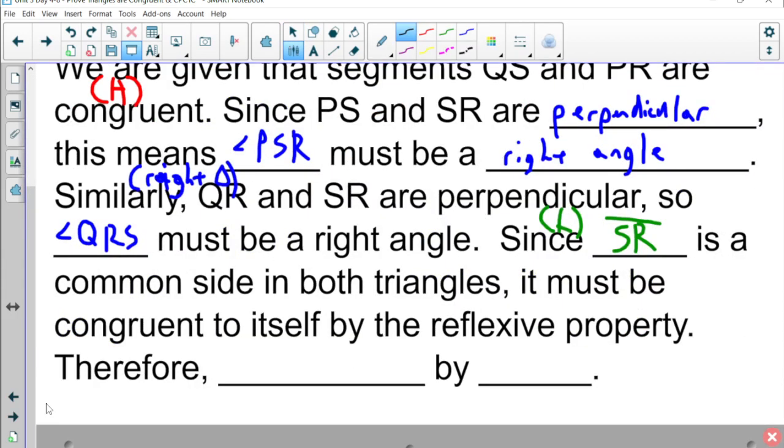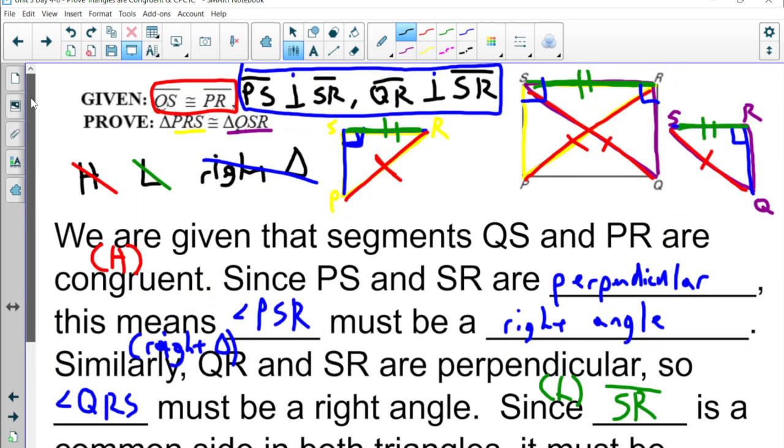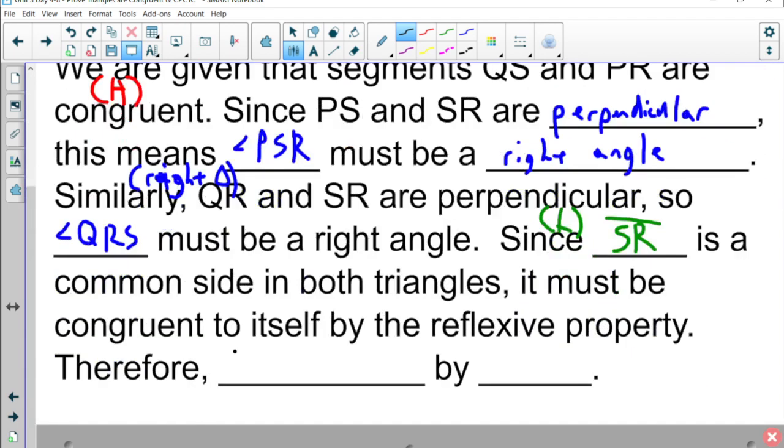Let's write the congruence statement. PRS is congruent to triangle QSR by hypotenuse leg.